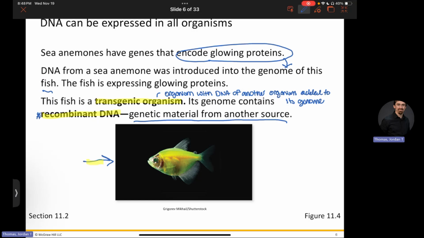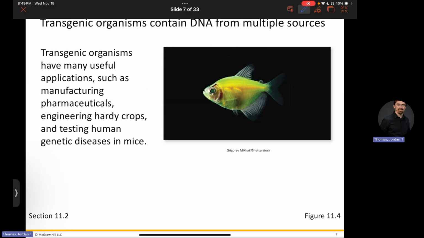So a transgenic organism is an organism with the DNA of another organism being added to its genome. In this example, we're taking the DNA from the sea anemone that codes for glowing protein. That is the recombinant DNA, the new piece of DNA, and we're adding it to the fish. So the fish becomes the transgenic organism because it has DNA from a different organism within it. Transgenic organisms contain DNA from multiple sources.